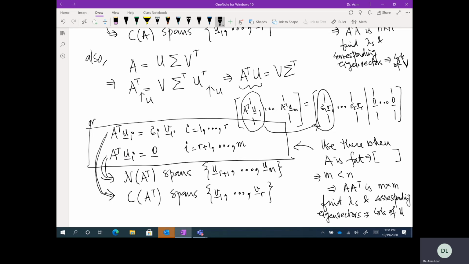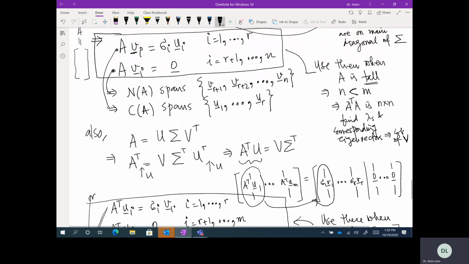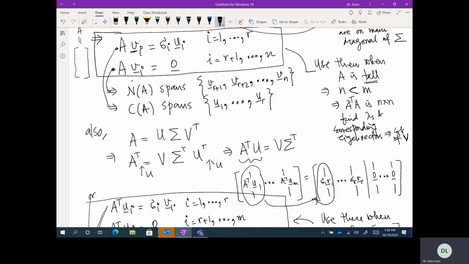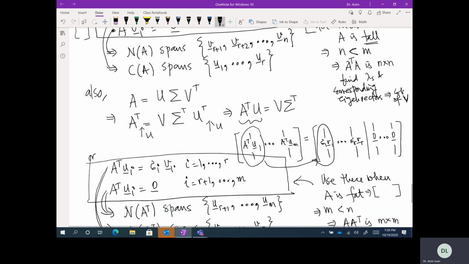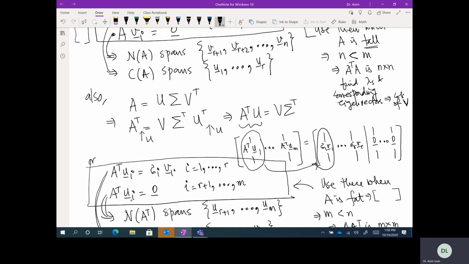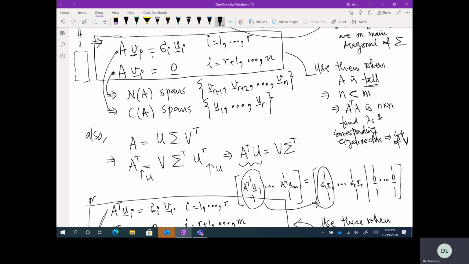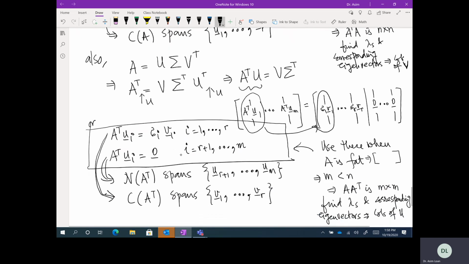So once we have U, I can compute from here the R Vi's, and for the other Vi's, I can find the rest from the null space of A. And similarly, I can find the remaining Ui's. So either I find the Ui's from here, and the remaining Ui's I find from the null space definition over here.